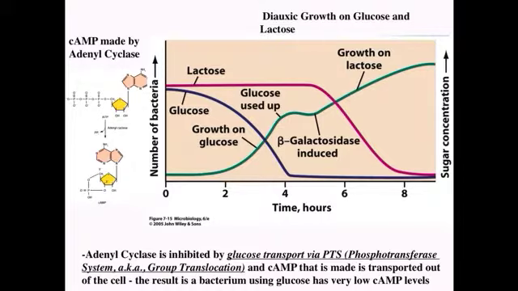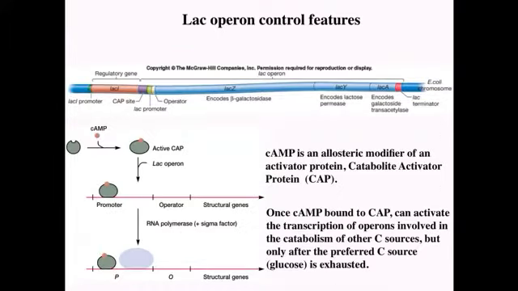And to make it even more exquisitely sensitive, the bacterium has the ability to take whatever cyclic AMP is produced and just kick it out of the cell. So that will be actively exported from the cell. So when glucose is being transported, in effect, cyclic AMP levels drop to near zero inside of that cell. High glucose transport, low cyclic AMP. Now, here's the lac operon and its control features.